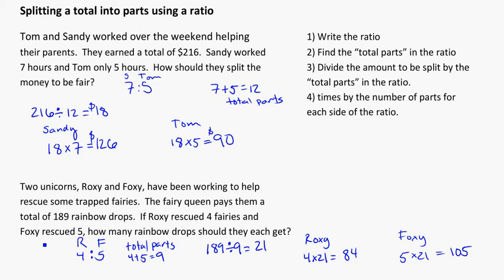So splitting up the 189 fairly between them for the amount of work that they've done, 4 parts goes to Roxy for 84, and Foxy gets 5 parts for 105, and these are rainbow drops. Just adding our units, rainbow drops. So again, find your total parts, divide up the amount to be split, and then make sure each person or each animal or whatever it is gets the appropriate number of parts.